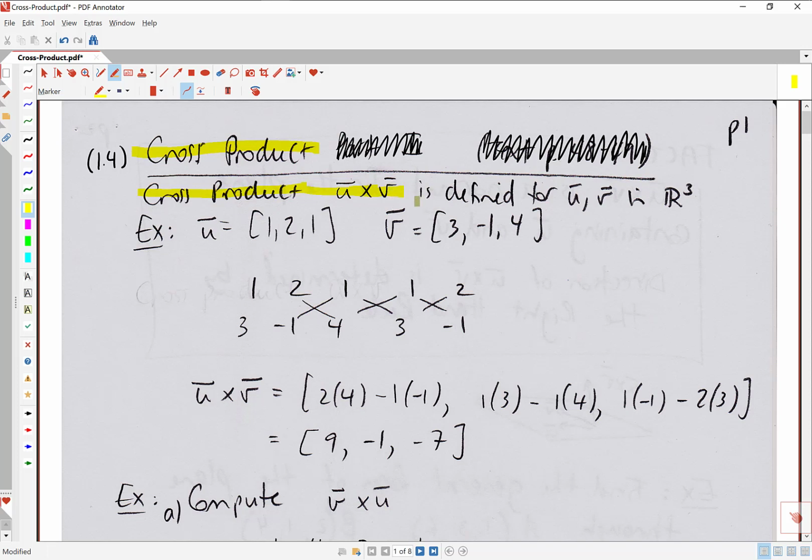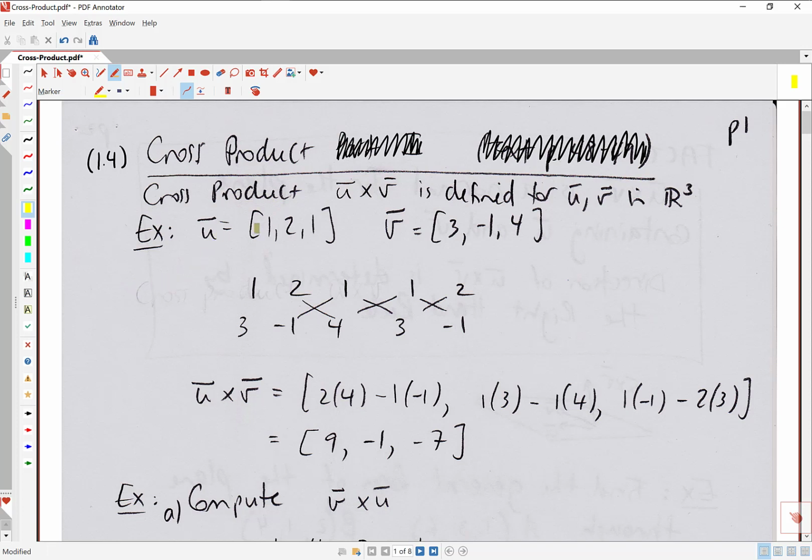The cross product is defined for two vectors that are in R3. So we don't talk about the cross product in R2 or R4 or any other dimension. It's just specific to 3 dimensions. So let's see a first example of how we calculate the cross product.